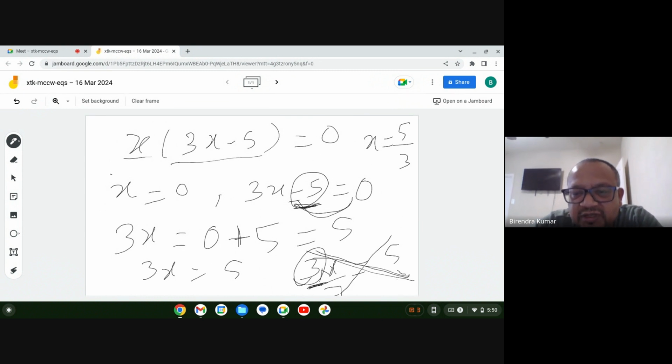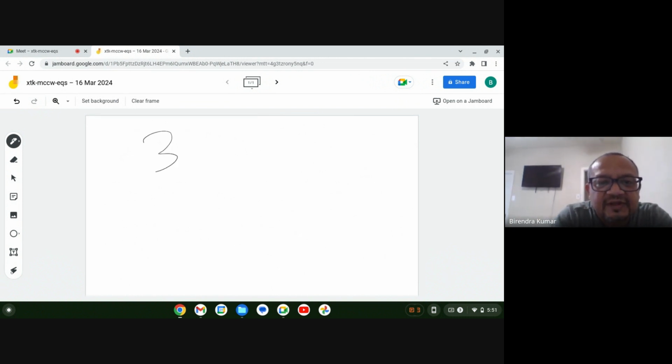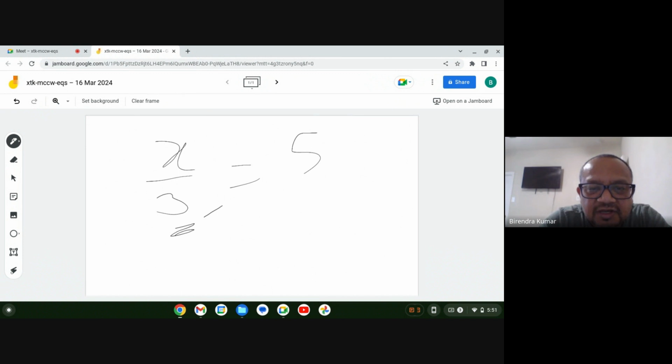So it moves diagonally, in the opposite direction actually. From above it will come below. If it's below, it will come above. See this: if I have x by 3 equal to 5, the 3 is down here, so it will go up. So x equals 5 into 3.